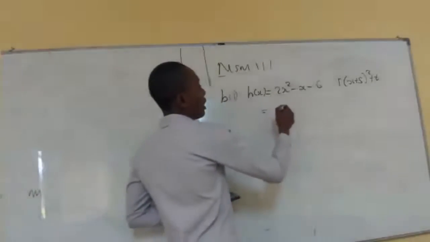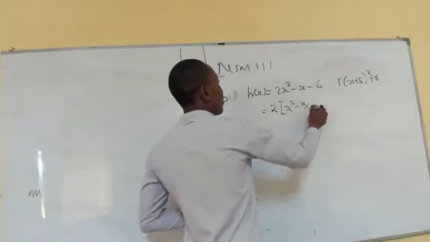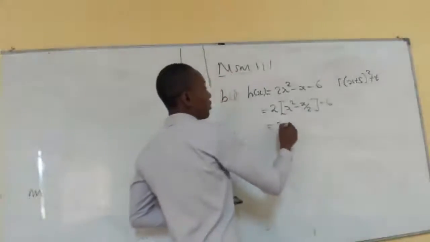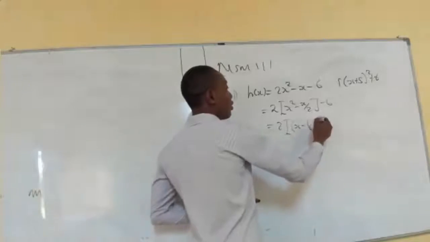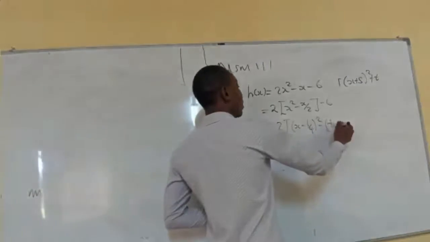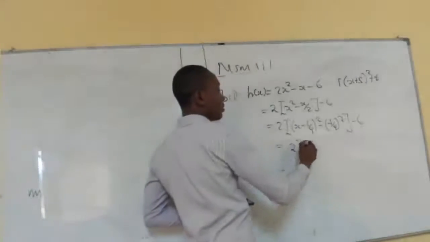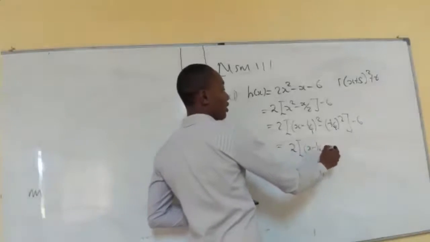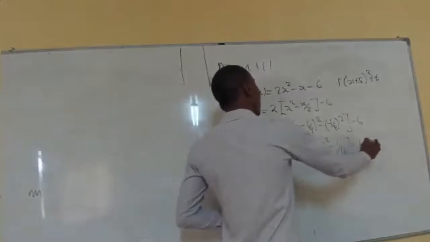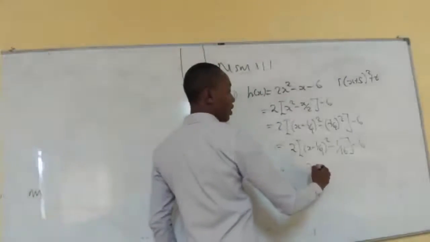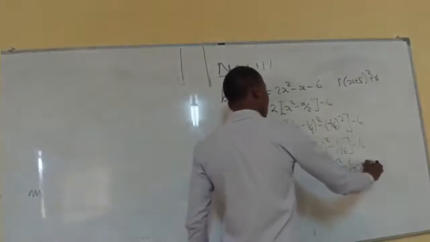Okay. Doing that, I'm going to factor out 2. Then what remains is x squared minus x over 2, then minus 6. Then from this, I'm going to pick just one x. Half of 1 over 2 is 1 over 4, squared, minus negative 1 over 4 squared. Then minus 6. Then we have 2 times (x minus 1 over 4) squared minus 1 over 16, minus 6. If I multiply the 2 out, we have 2(x minus 1 over 4) squared minus 1 over 8 minus 6.